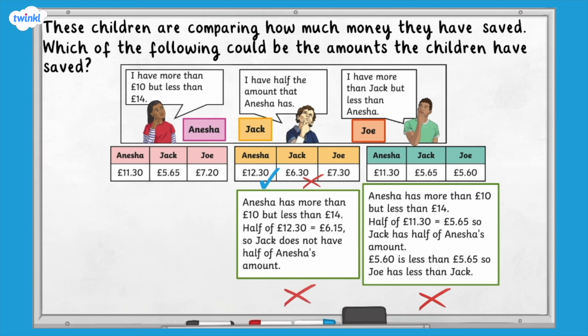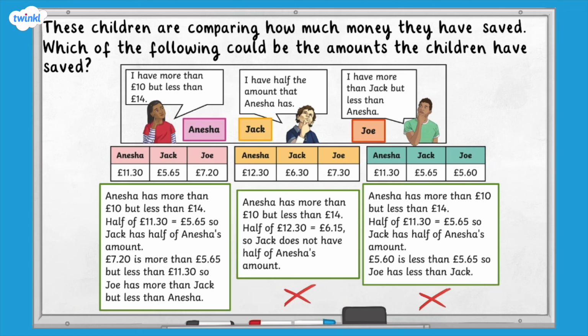This is incorrect. Anisha has more than £10 but less than £14. Half of £11.30 is £5.65. So Jack has half of Anisha's amount. £7.20 is more than £5.65 but less than £11.30. So Joe has more than Jack but less than Anisha. This is correct.